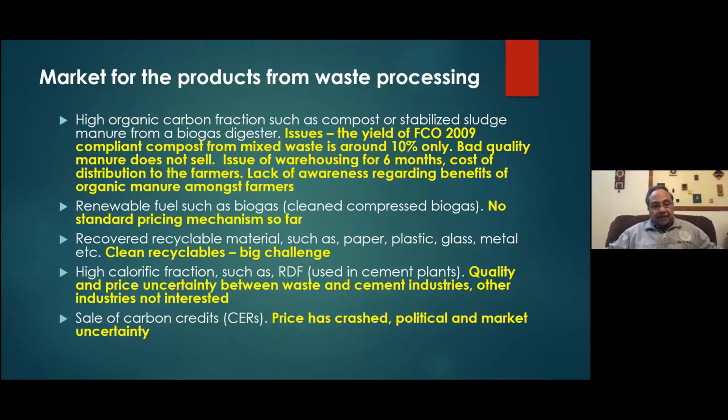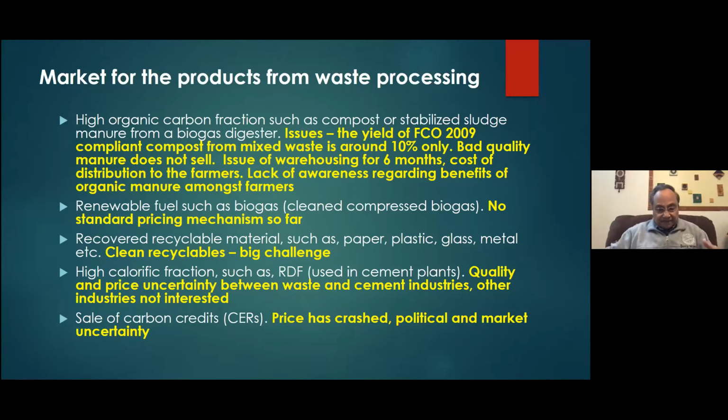Now, clean recyclables, to get money from selling recyclable material is also difficult, because if it is not segregated at source, they are soiled with food particles, soiled with mud, and so on. So getting clean recyclables which fetch good price is again a big challenge. Now, calorific fractions such as RDF, quality and price uncertainty, as we have already discussed.